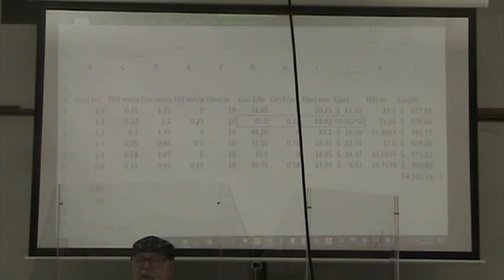Right, so our time per piece in minutes, we have to divide by 60 minutes per hour, and then times our hourly rate, and add our cost in dollars per piece to get our final answer.